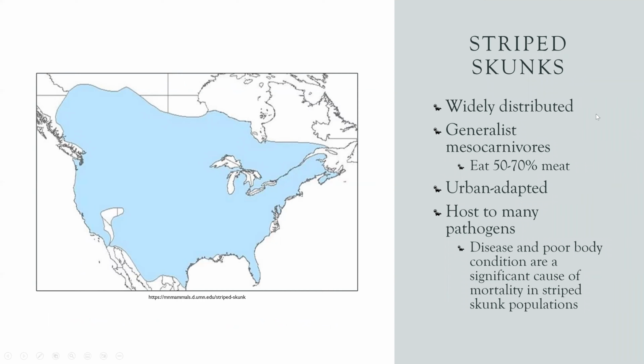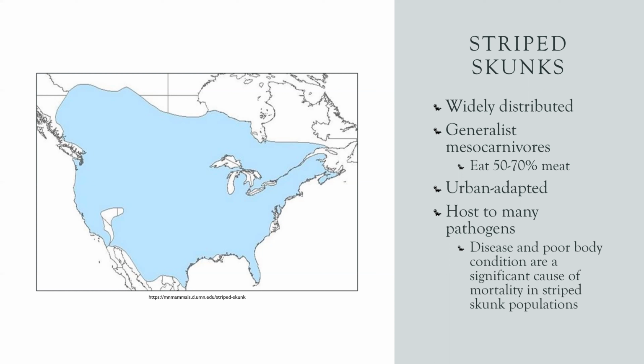So with that, let's go ahead and dive into just some background information. Striped skunks are extremely widely distributed across most of North America. They're generalist mesocarnivores, so they're found across most of North America in all of these different habitats where they eat a variety of different foods. They're classified as mesocarnivores, a medium-sized carnivore, and they eat about 50 to 70% meat. For striped skunks, that's primarily insects, but they also will feed on small mammals and carrion and really anything else that they can find, truly.